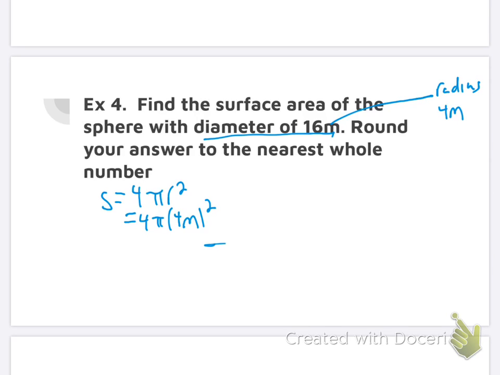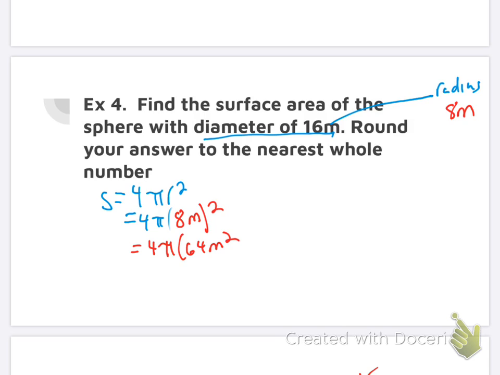Oh, I can't do math today, can I? My diameter is 16, which means my radius is 8. Whew, that was a close one. So let's go back down here. 8 meters squared. It's a good thing we're kind of coming to an end, isn't it?